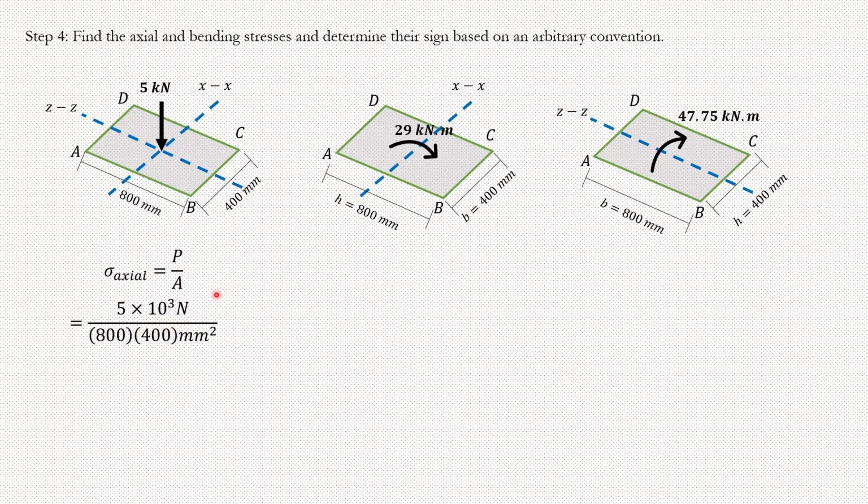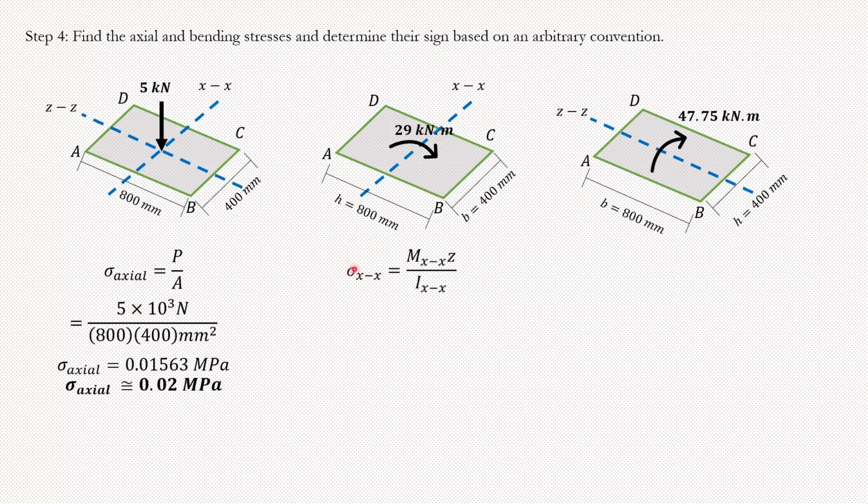So 5,000 newtons. At the bottom, you have dimension of the cross section. So the area for this kind of rectangle that you see here is 800 by 400. And from there, if you calculate it, you're going to get this much stress, about 0.015 or 0.016 megapascal. So this was the axial stress. Now, what about the normal stress, which is a resultant of the moments? So let's start with the moment about the xx axis, or the sigma xx.